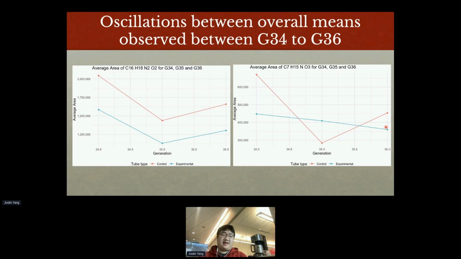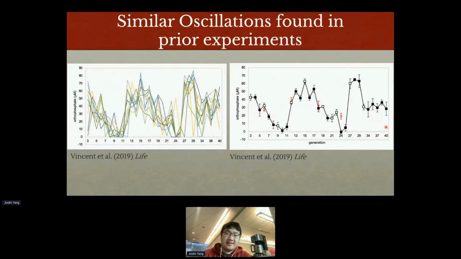And this may be potentially indicative of one half or one cycle or a transitional period in an autocatalytic system between production and consumption. And these similar oscillations are found in prior experiments, specifically one conducted in 2019, where with orthophosphate and the change in its concentration over a generation of about 12.